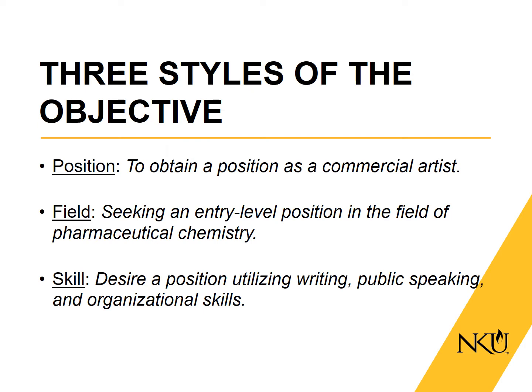The first is the position style. When using this, you are stating the exact position you are applying for: to obtain a position as a commercial artist. The second is the field style. This is when you state the field of work you are applying for, but not the exact position: seeking an entry-level position in the field of pharmaceutical chemistry. The third is the skill style. This is when you are stating that you want to work at a job that requires certain skills that you possess: desire a position utilizing writing, public speaking, and organizational skills.